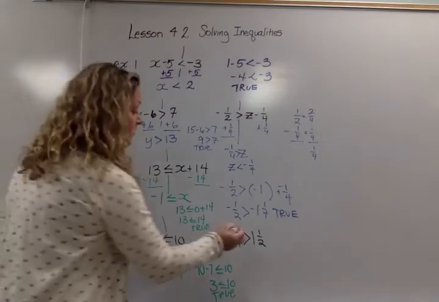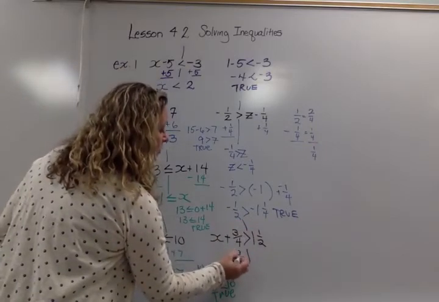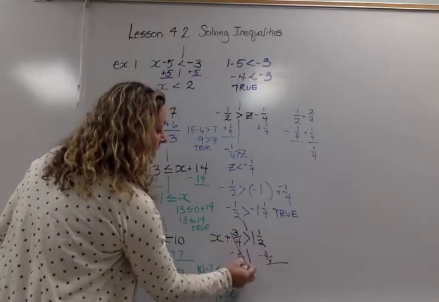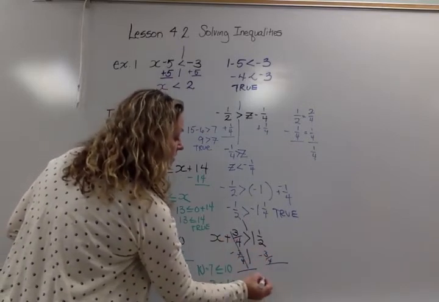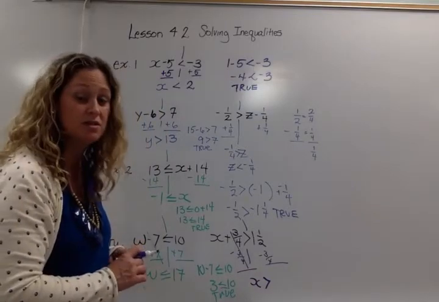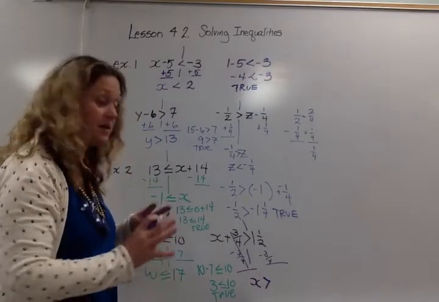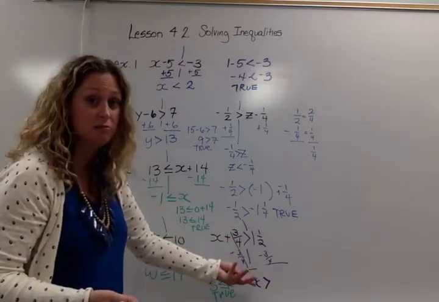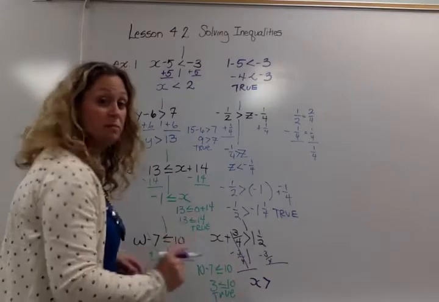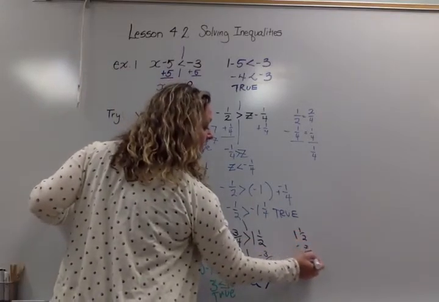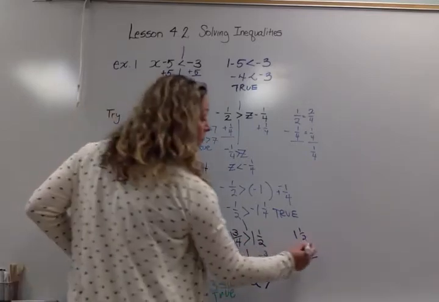I'm going to solve this as if it was an equation. I'm going to subtract 3/4 from both sides. Those cancel out. I am left with x is greater than or equal to, I don't know what 1/2 minus 3/4 is. So you're doing a basic subtraction, but I need a common denominator. So I'm going to doodle off to the side, 1/2 minus 3/4. I'm going to find a common denominator of fourths.